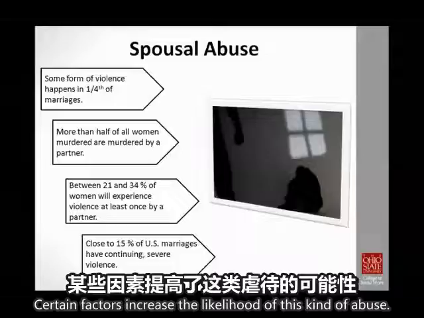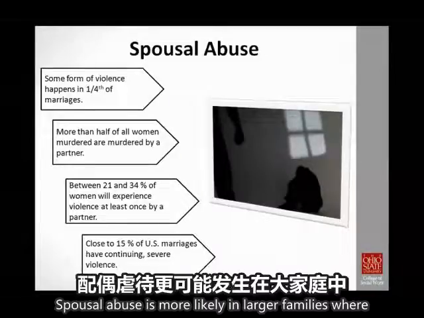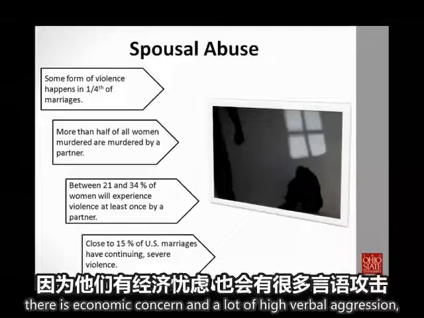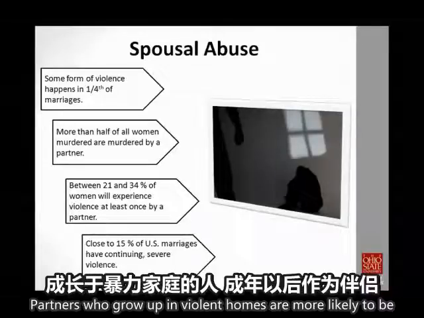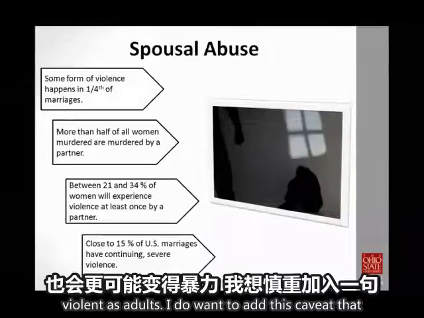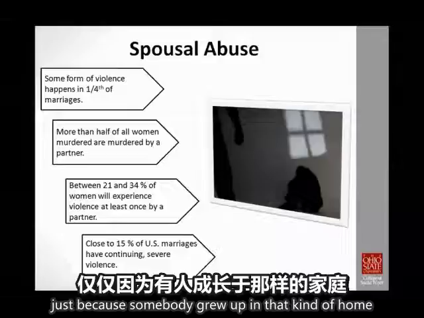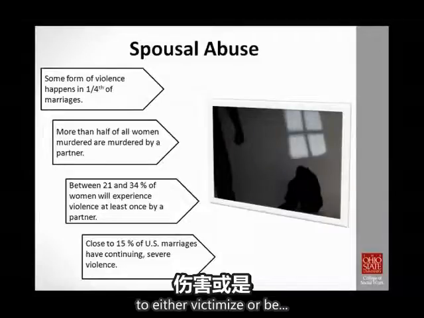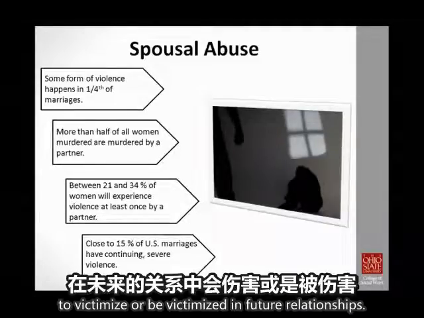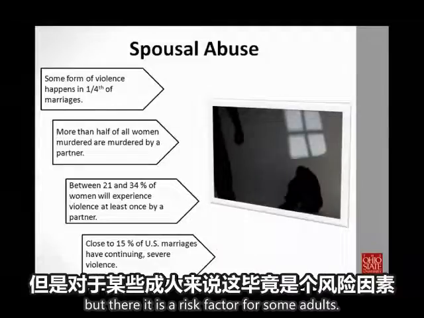Certain factors increase the likelihood of this kind of abuse. Spousal abuse is more likely in larger families where there is economic concern and a lot of high verbal aggression, relative to families where these factors are not present. Partners who grow up in violent homes are more likely to be violent as adults. I do want to add this caveat: just because somebody grew up in that kind of home does not necessarily mean that they will be more likely to either victimize or be victimized in future relationships. But it is a risk factor for some adults.